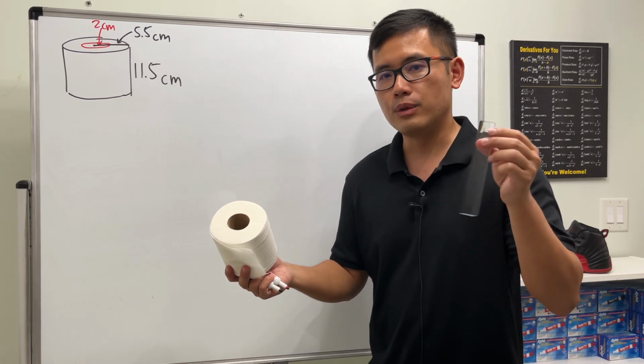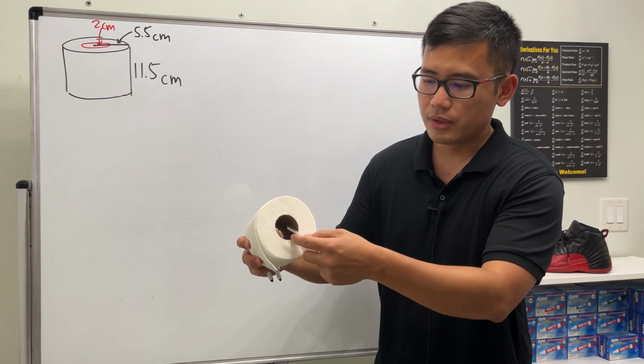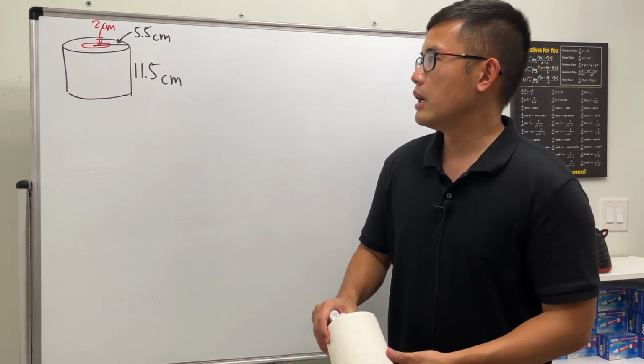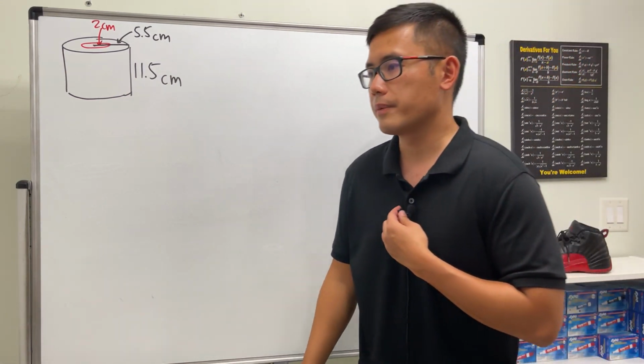Of course, I have the ruler. I can take some measurements for the height and also the big radius and also the radius of the middle part, right? I put them down over there already. So let's go ahead and just get to work.